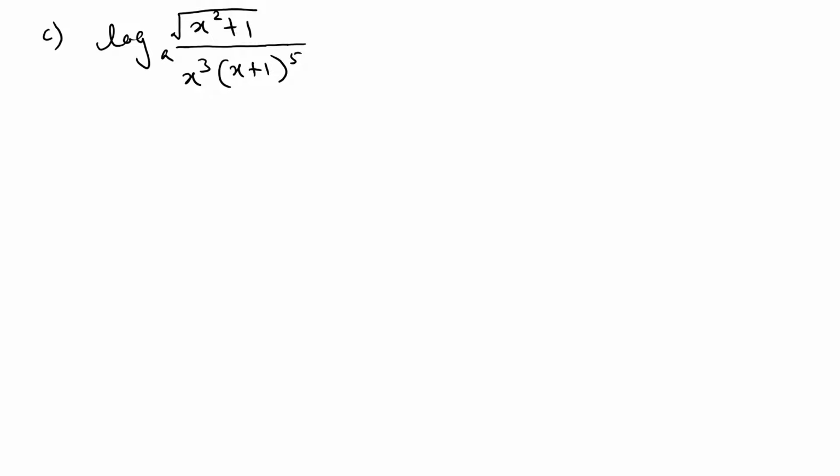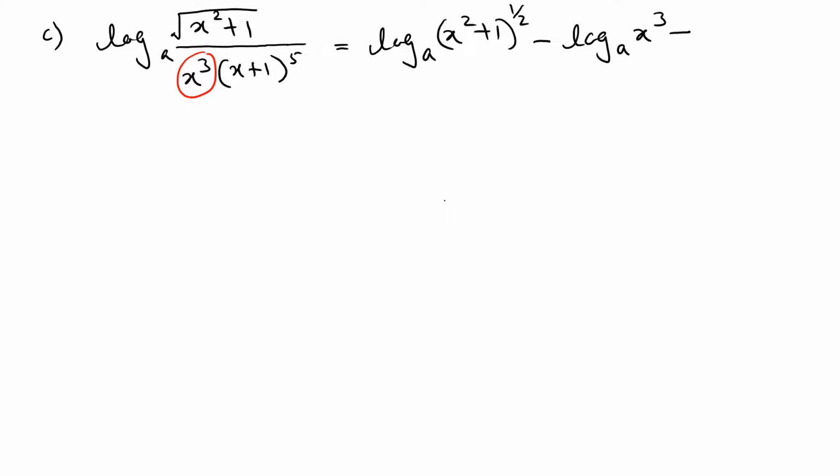Okay, good. So again, you have multiplication and division. Multiplication becomes addition, and division becomes subtraction. That means you can write this one as log base a of x squared plus 1 to the half power, that is the term on the top, and then minus, from the bottom we have x cubed. That means it's a subtract problem. So this is log base a of x cubed, and then minus another one, which is log base a of x plus 1 to the 5th power. Good. That's the first step.